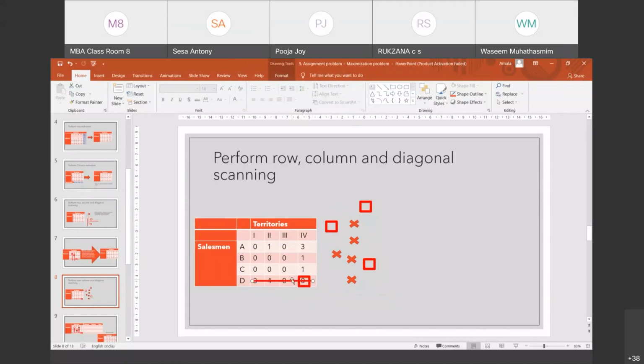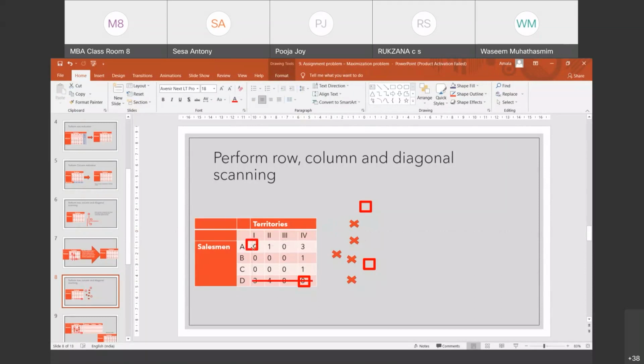Now again try for row scanning. First row 2 zeros, second row 3 zeros, third row 3 zeros. Row scanning is not possible. Similarly, column scanning is also not possible. Only 1 zero we could cover. So you can use diagonal scanning. First row, how many zeros are there? 2 zeros are there. You can select any one of the zeros for diagonal scanning.